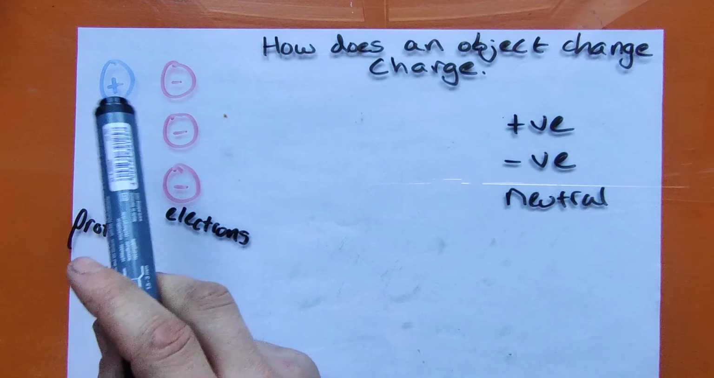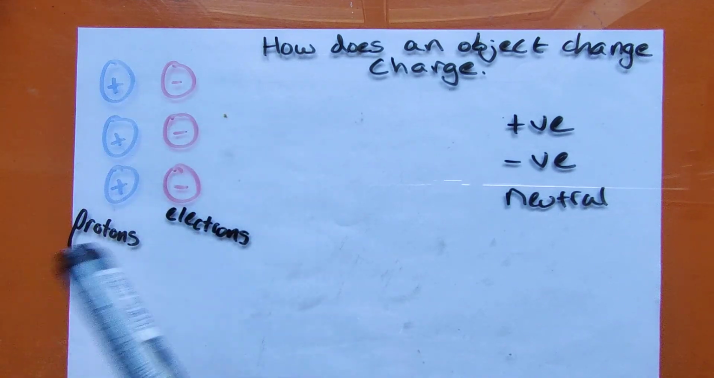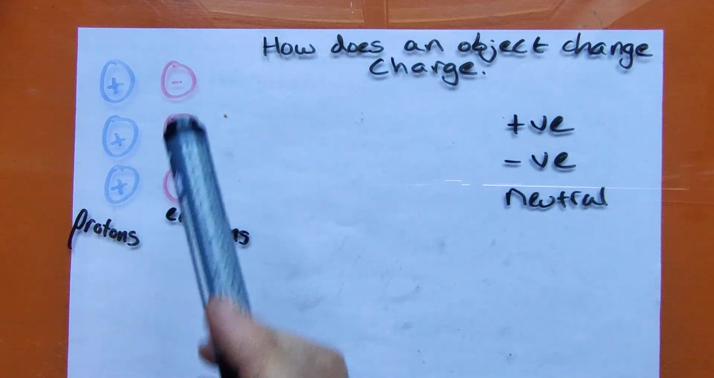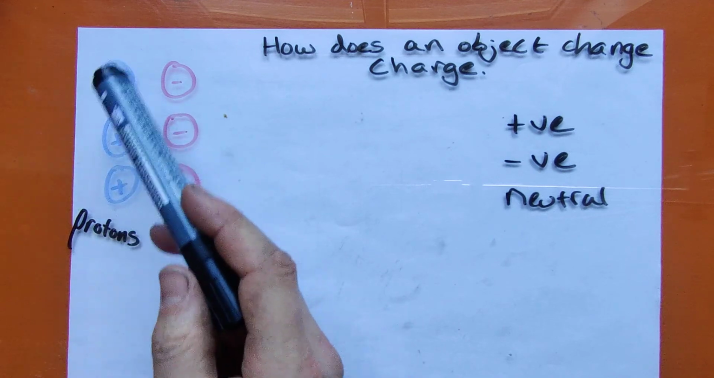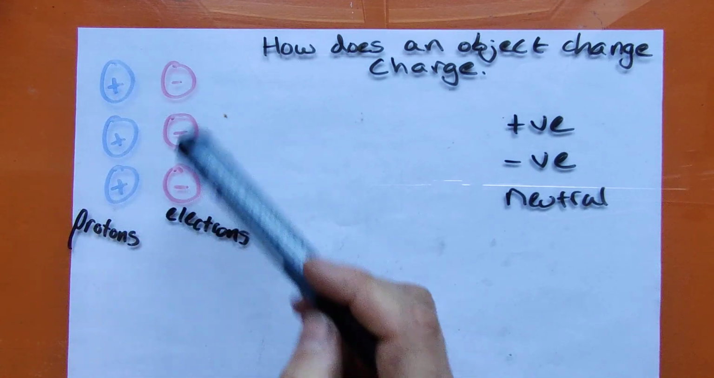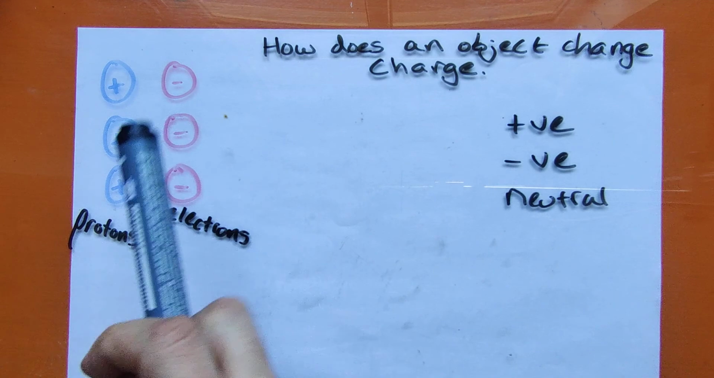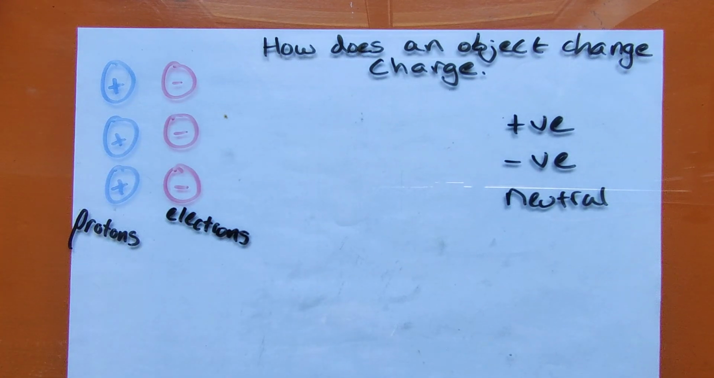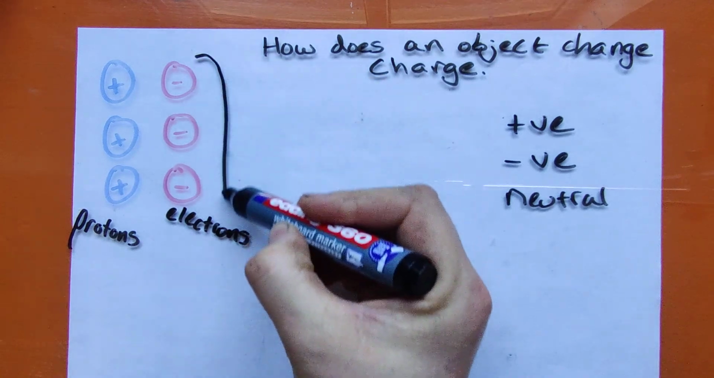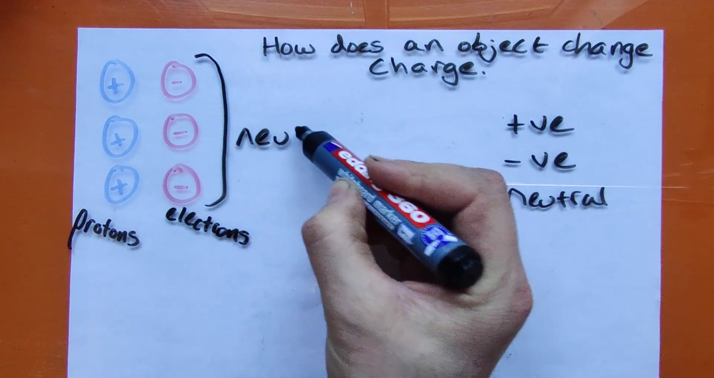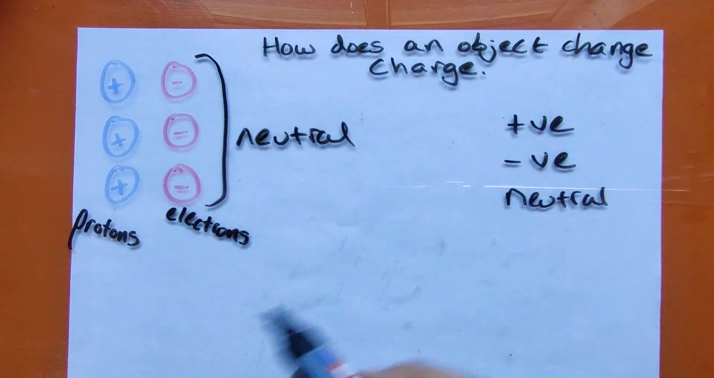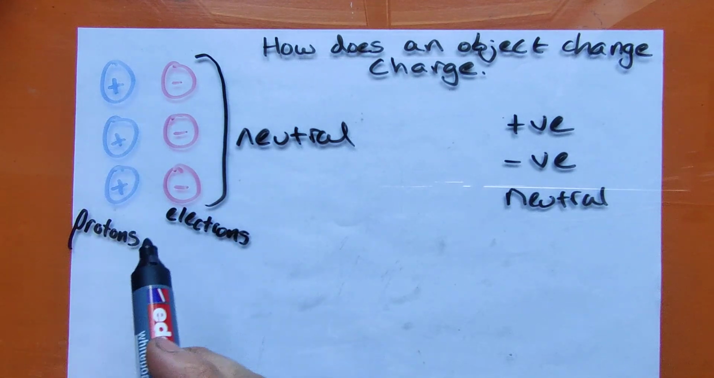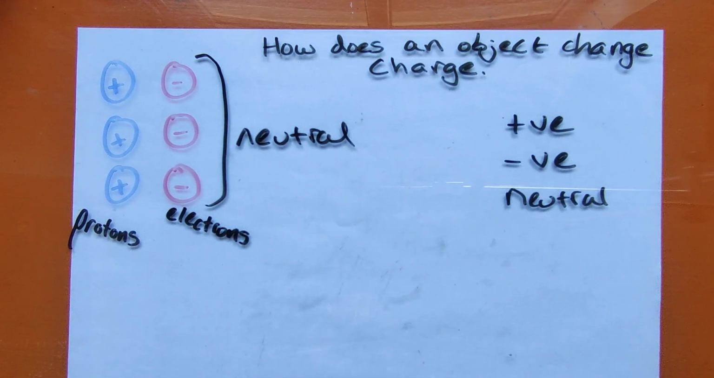Now, here we've got an example. Let's say this is a long rectangular object, and it's got 3 positively charged subatomic particles and 3 negatively charged subatomic particles. If it's got the same number of each, we've got 3 positive and 3 negative, we're going to have a neutral overall charge, because they balance each other out.